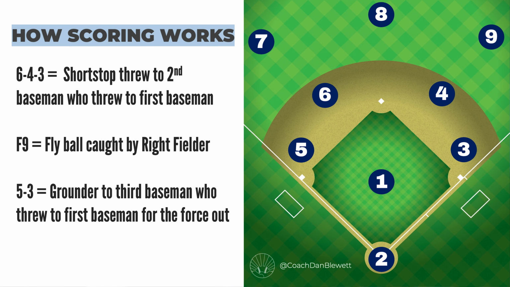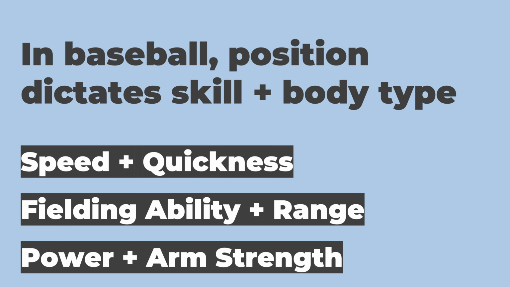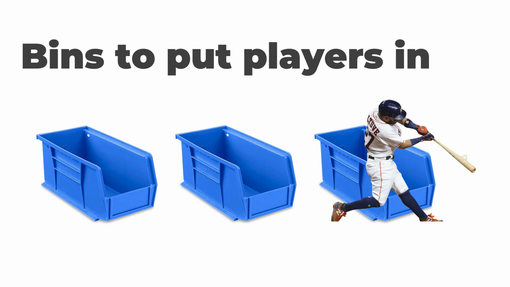So let's now talk about not only the position numbers, but the different skills and attributes of different players. In baseball, speed and quickness, fielding ability, range, arm strength, and hitting power are some of the biggest considerations about where you're going to play on the field. So then basically what happens is players start to get put in bins, not literally, but basically body types will break out based on where they're playing on the field.